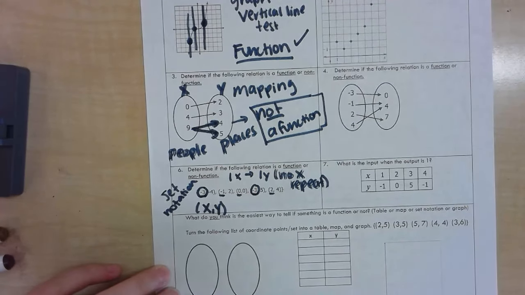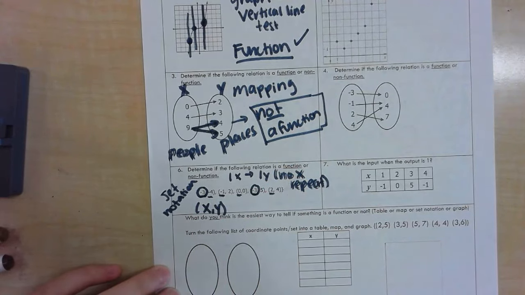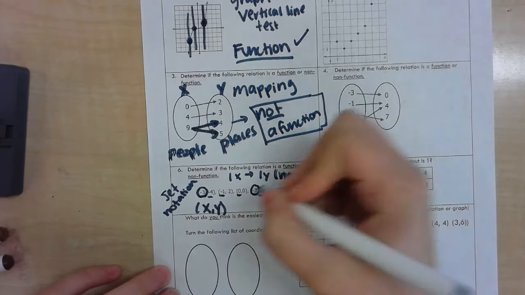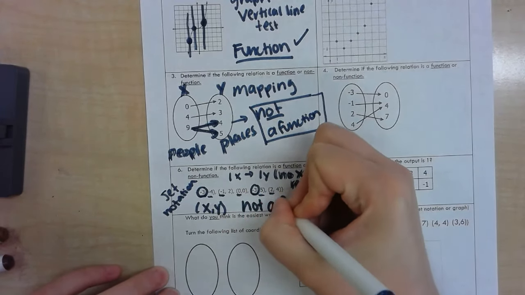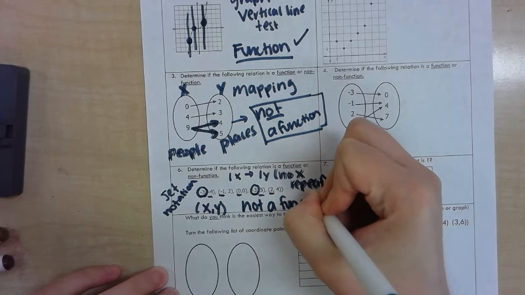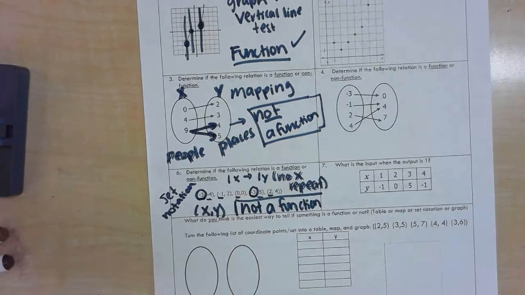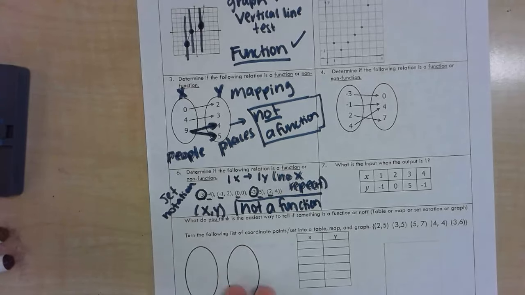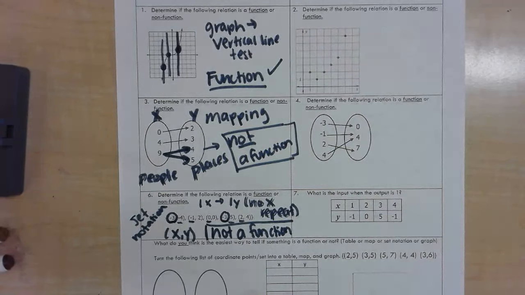I'm going to double check to make sure that the -4 over there and the 5 over here are different. So they are different y values, but my x values do repeat. So I know that this is not a function. Awesome. Okay, so I'm not going to do any of these on the right side. You should be able to take care of them, but if you have any questions, let me know.